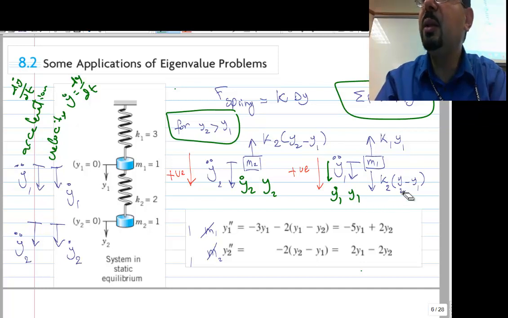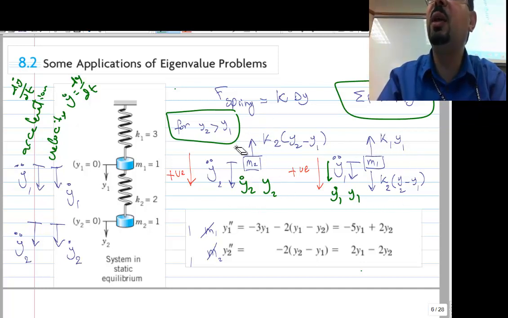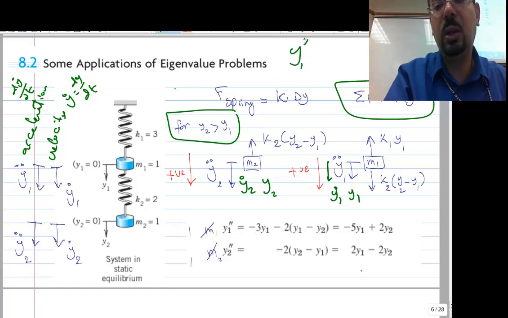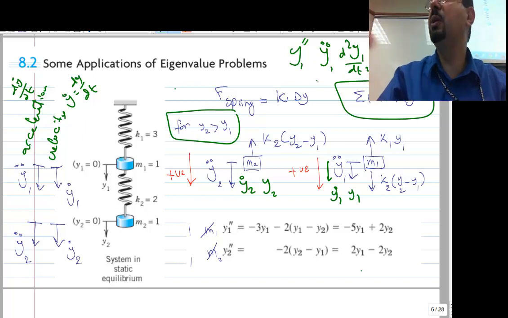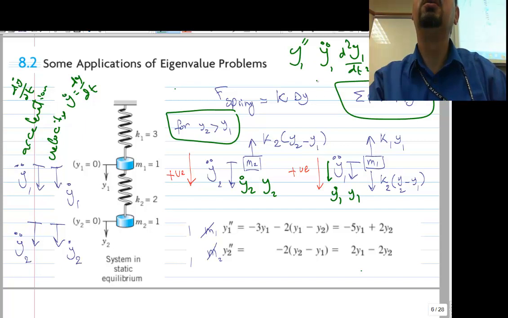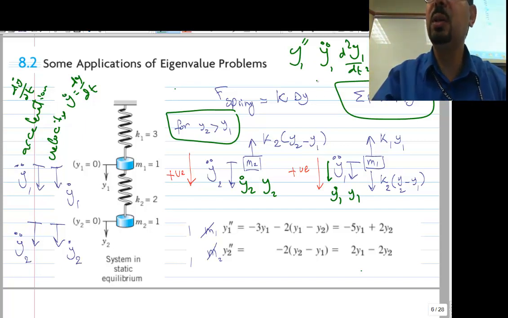So here is the free body diagram for the mass 1. Here is the free body diagram for mass 2. And here is simply Newton's second law. Mass times acceleration, m1 y1 double dot. So I don't want you to get confused if you see this, or you see this, or you see this. They are all basically telling you it's the second derivative of y1 with respect to time. Alright? They are all the same.